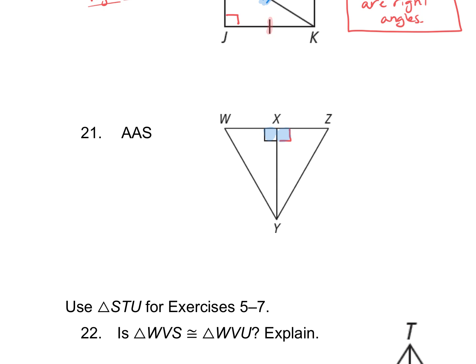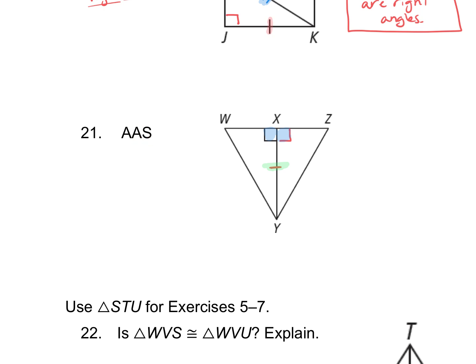Other things we can look for: vertical angles, a shared side, overlapping, anything. So XY is part of both triangles. That's a shared side. So that means that XY is congruent to itself. So we've got another congruency. So right now we have an angle and we have a side, but we want to use angle, angle, side. So we have an angle, we have a side, so we need one more angle to be congruent.